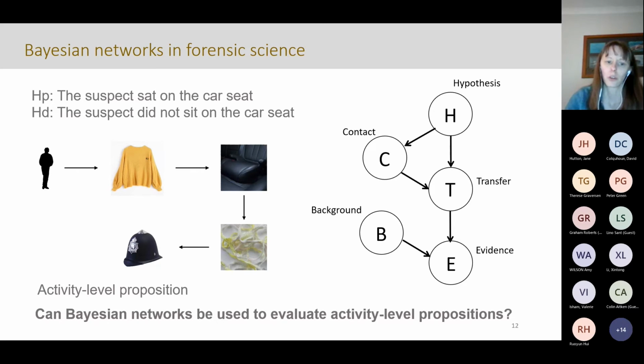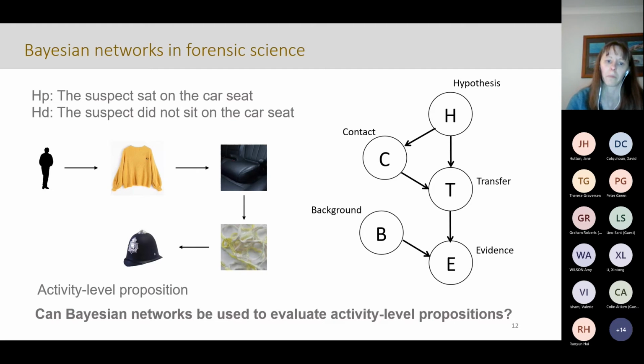So the question that all of this led my colleagues and I up to was, can these Bayesian networks be used effectively to evaluate these complicated activity level propositions? And the example in forensic science that we wanted to work on specifically was a drugs on banknotes case. And Amy Wilson had been working on this a lot during her PhD, and I was helping as a consultant on the project, looking to find whether graphical methods could be used in the drugs on banknotes case that she had been working on.